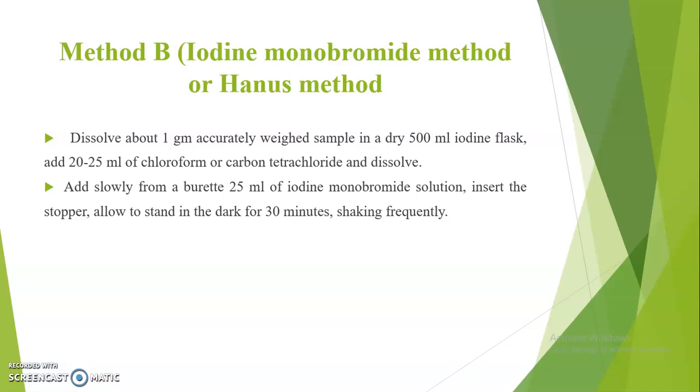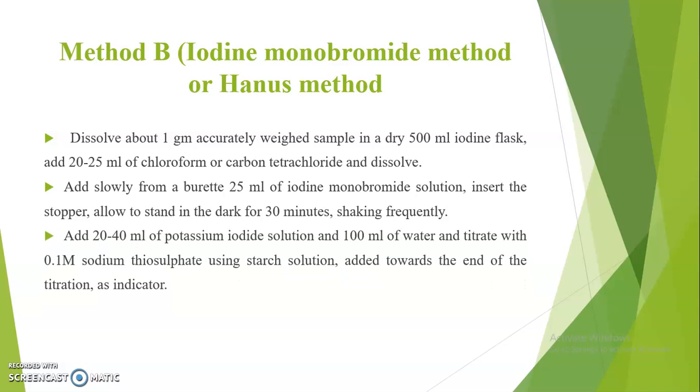Why do we have to let the sample stand in both methods for 15 to 30 minutes? Because we have to allow the iodine monochloride or iodine monobromide to react with our sample, because the reaction is quite slow. Once the reaction is complete, the excess iodine monochloride will remain in our solution. Now we add 20 to 40 ml of potassium iodide solution and 100 ml of water. Due to the addition of potassium iodide, the iodine monobromide reacts with the potassium iodide, which leads to the liberation of iodine.